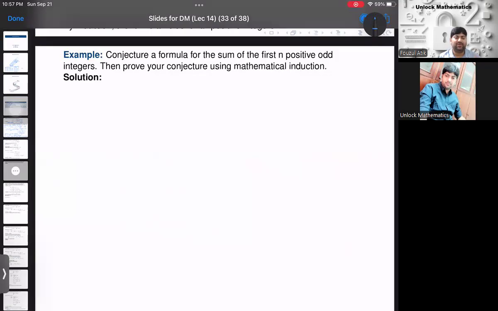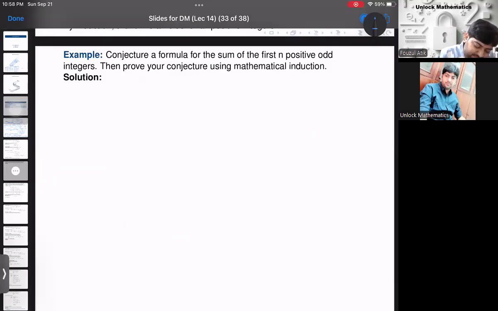Conjecture is a statement which is proposed to be true, but which does not have any proof till now. If you have a proof, you call it a theorem. If somebody disproves it, then the statement is invalid. So your job is first to conjecture a formula for the sum of first n positive odd integers. So by looking at some partial evidence, you have to create a formula, and then you have to prove it using induction.